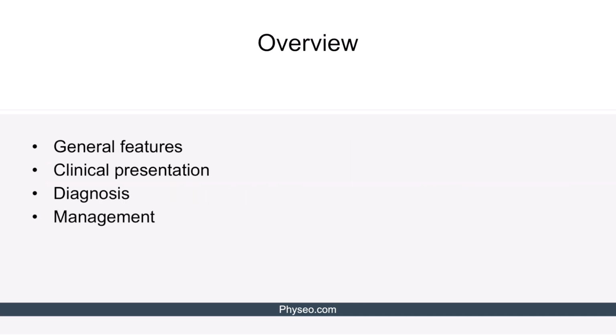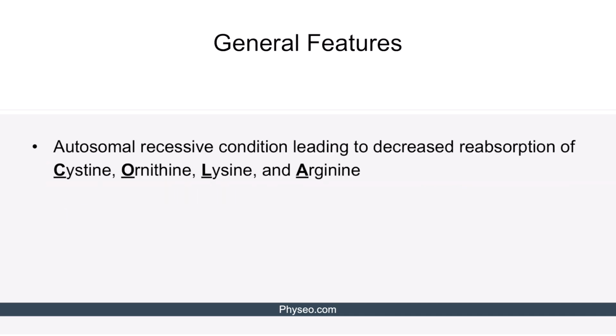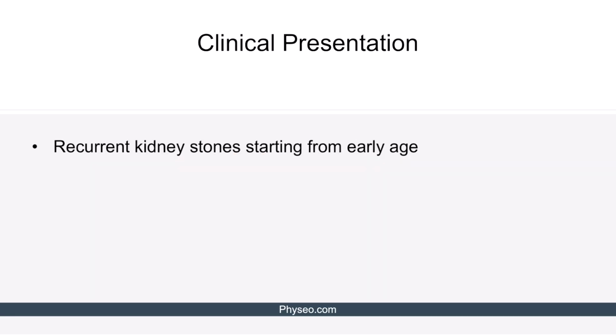Now we'll move on to cystinuria. Cystinuria is an autosomal recessive defect leading to decreased absorption of cysteine, ornithine, lysine, and arginine. The first letters of these 4 amino acids create the word COLA, a mnemonic that you can use to remember the absorption defect in cystinuria. Patients with cystinuria have recurrent kidney stones from an early age.